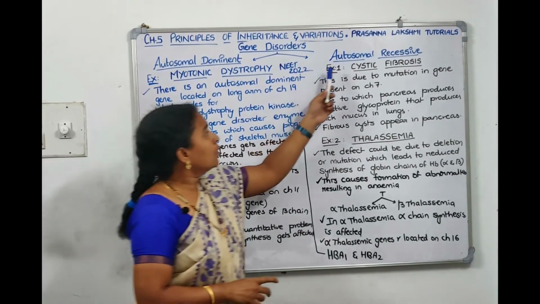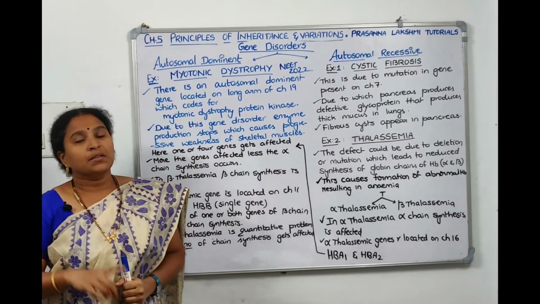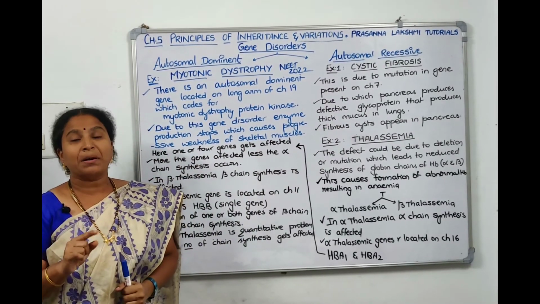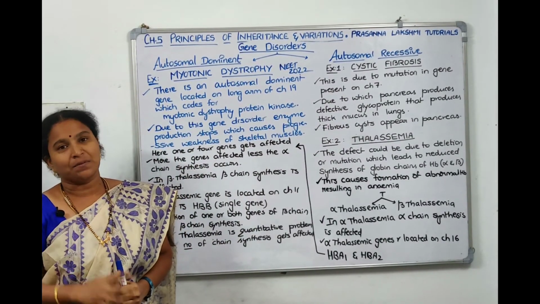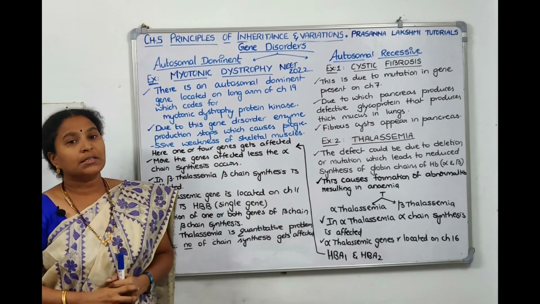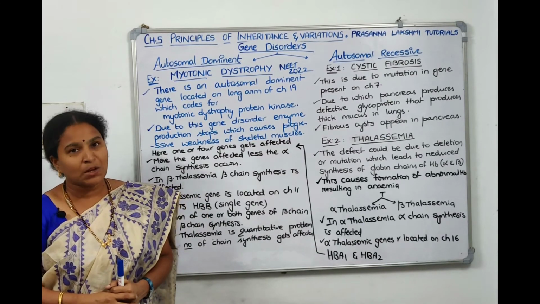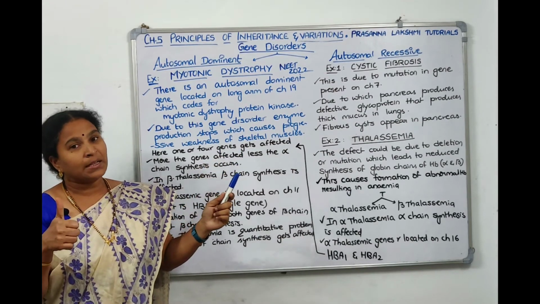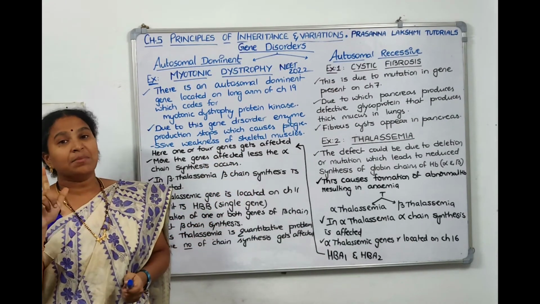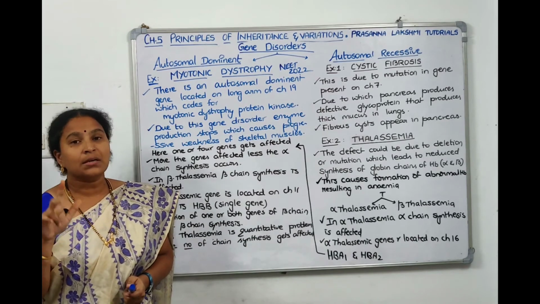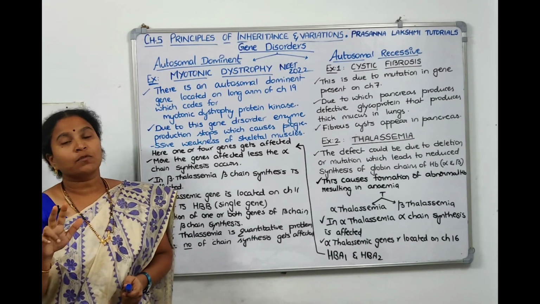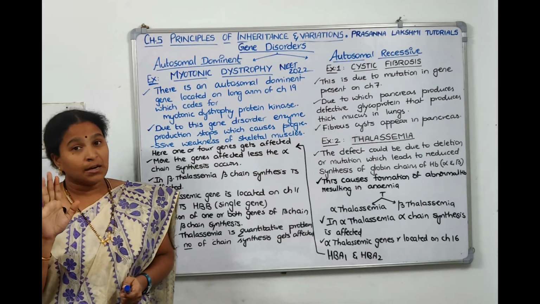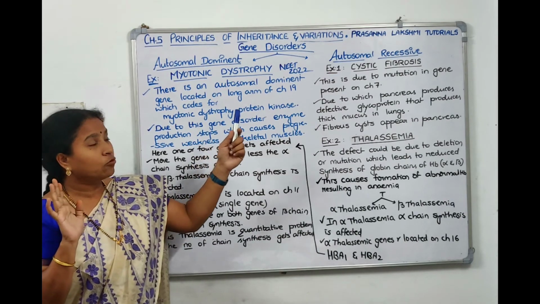Now let's go to autosomal recessive disorders. The disordered gene is present on an autosome, but it's not a dominant allele, it is a recessive allele. For autosomal recessive, there are many examples. Let us see one by one. First, I have written cystic fibrosis. Second, thalassemia. Third, sickle cell anemia. And the fourth is phenylketonuria. There are 4 examples for autosomal recessive.